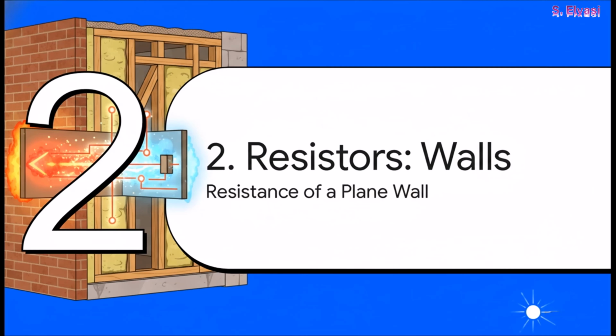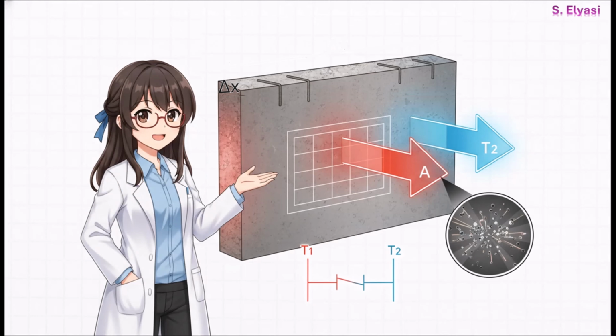All right, let's build our first component in this thermal circuit. We're starting with the most basic building block you can imagine, a simple flat wall. So just picture a sheet of glass or a concrete wall, whatever. It's got some thickness, right? A certain area that heat can flow through. And every material has this property called thermal conductivity, k, which just tells you how easily heat can move through it. And in our circuit analogy, this whole wall just becomes one simple resistor.